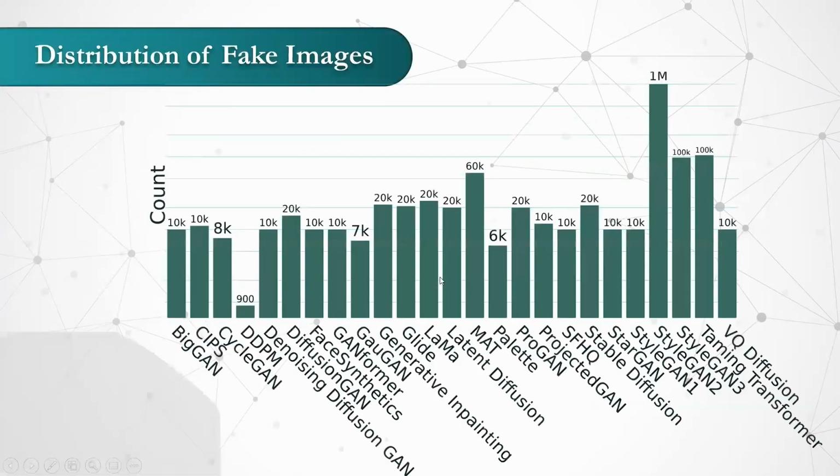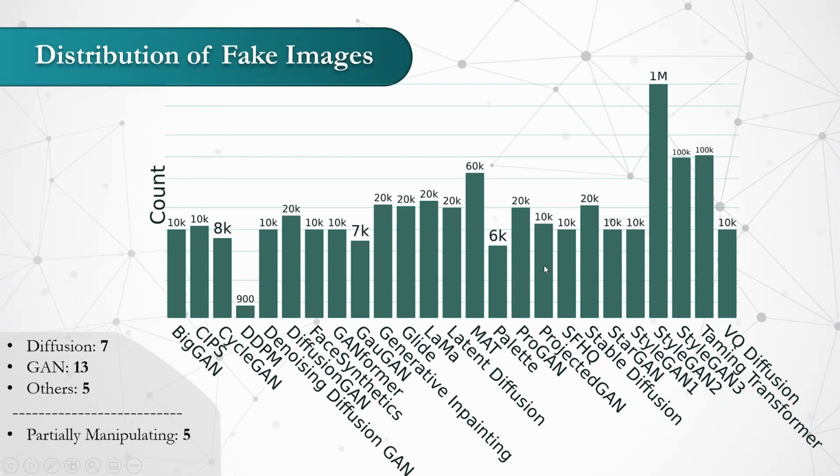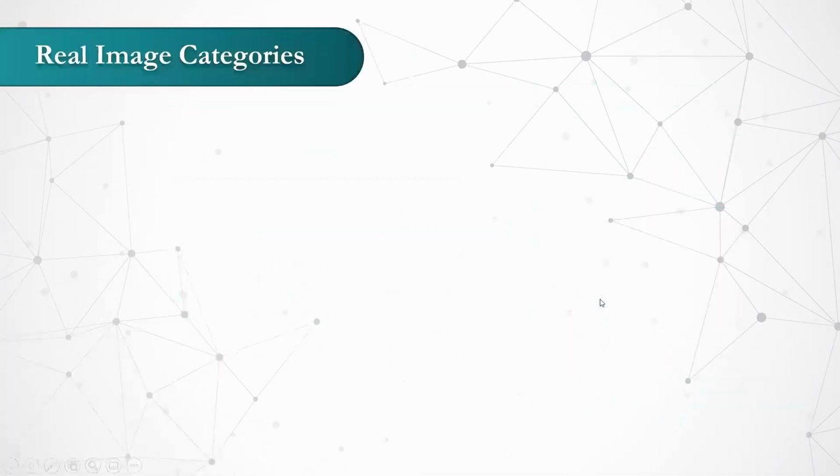Additionally, in order to have diversity in the dataset, we incorporated images from 7 diffusion models, 13 GAN-based models, and 5 other miscellaneous models. Among these models, 5 of them partially manipulate existing images, and 20 of them fully generate synthetic images. Overall, we have included a wide variety of generators in the image generation process.